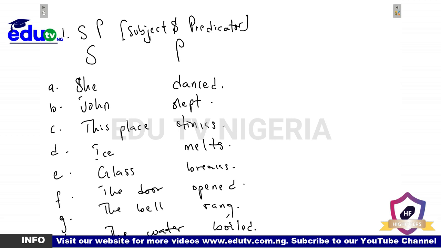So those are examples that we have under pattern 1. Pattern 1, SP, we have: She danced. She is a subject, danced is a predicator. We have John slept. John is a subject, slept is a predicator. We have this place stinks. This place is a subject, stinks is a predicator. We have ice melts. Ice is a subject, melts is a predicator.